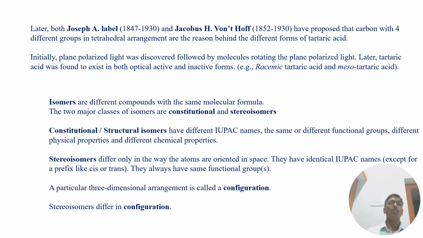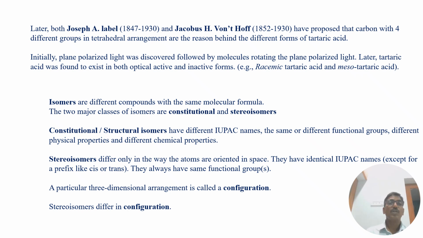Before that, we have to know isomers are different compounds with the same molecular formula. There are two different categories: one is the constitutional isomers and the other one is the stereoisomers. Constitutional or structural isomers have different IUPAC names, different functional groups, different physical properties, and different chemical properties. We will see in detail the different classifications of the constitutional or structural isomers.